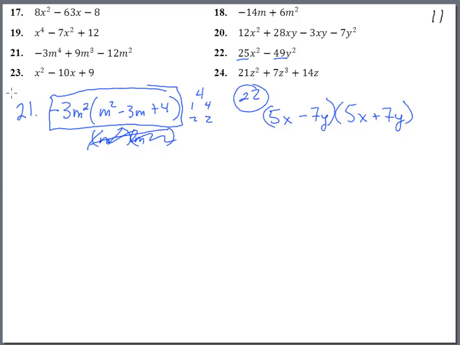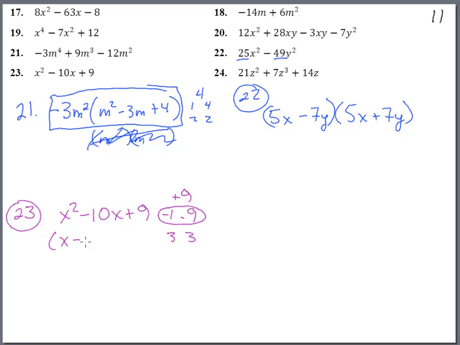Number 23. x squared minus 10x plus 9. Factors of 9 are 1 and 9, 3 and 3. If they're both negative, do they multiply to a positive 9 and add to a negative 10? It does indeed. So those are x minus 1 and x minus 9. Number 24.